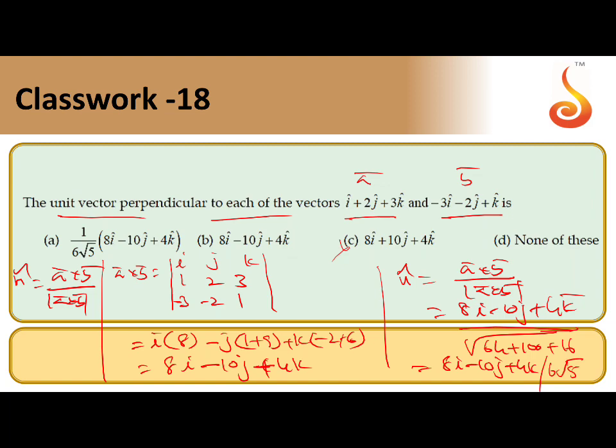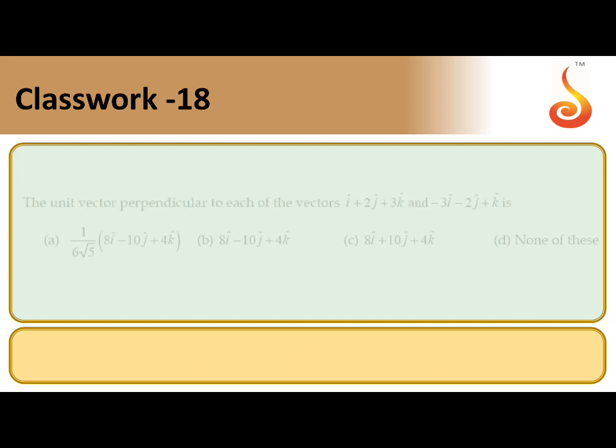So what comes here? 180 comes here. Root 180 is 36 into 5, that is 6 root 5. So the magnitude is 6 root 5, and only one option is matching. So when you are solving questions, once you find A cross B, check the options because we need a unit vector, so a denominator should be present. Only one option has that denominator, so you can take that as the option. Is this clear? Check the answer. Option A is right.